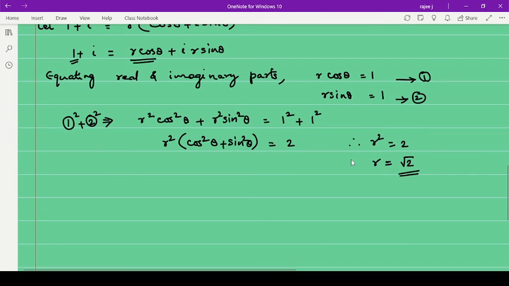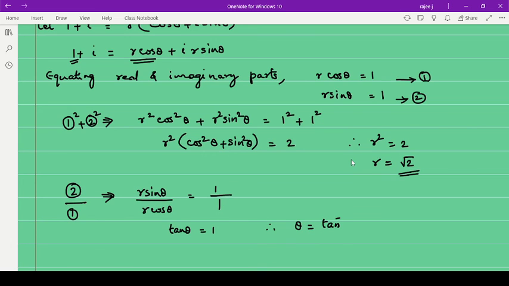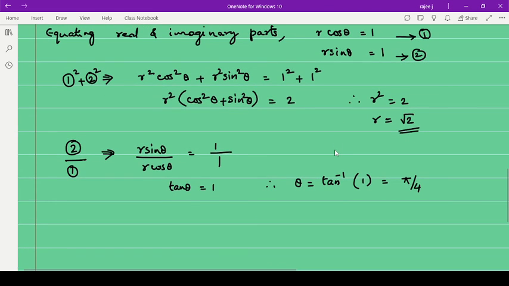Then to get theta, we divide equation number 2 by equation number 1. That is r sin theta divided by r cos theta equals 1 by 1. The r cancels, so tan theta is 1, therefore theta is tan inverse 1. We know the value of tan for which it is 1 is pi by 4, 45 degrees. Tan 45 is 1, so theta is pi by 4.